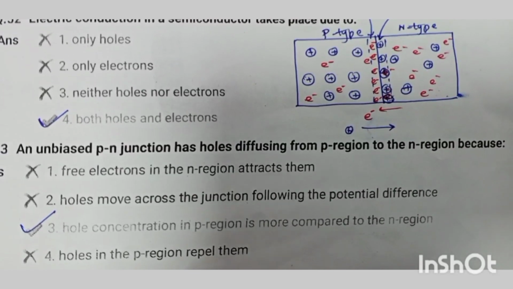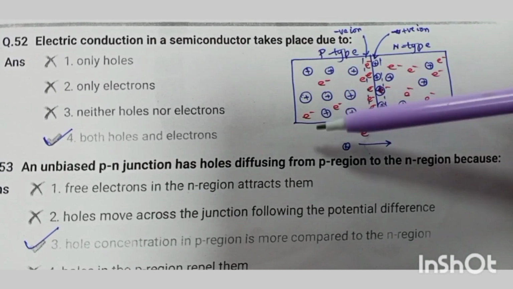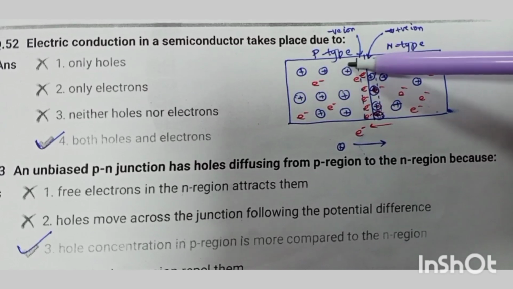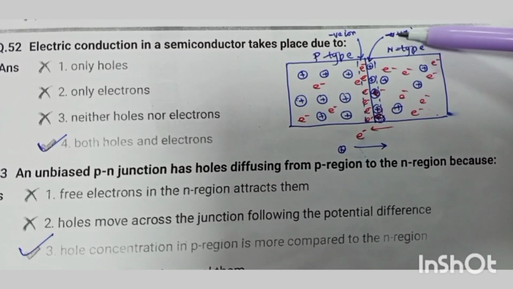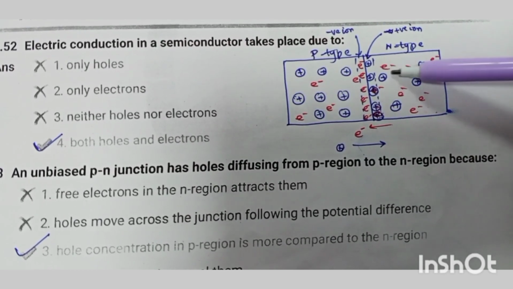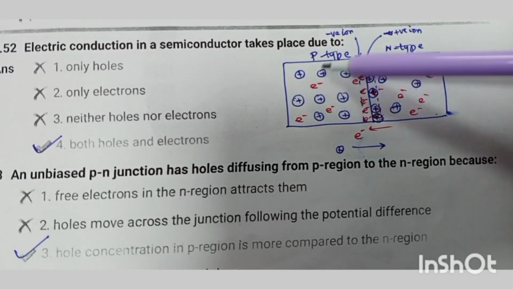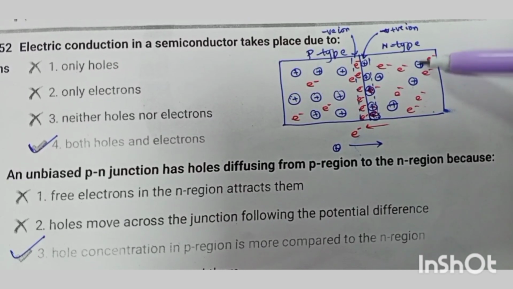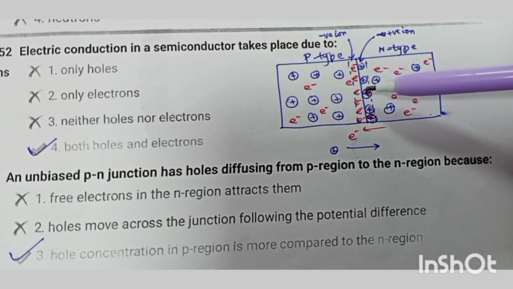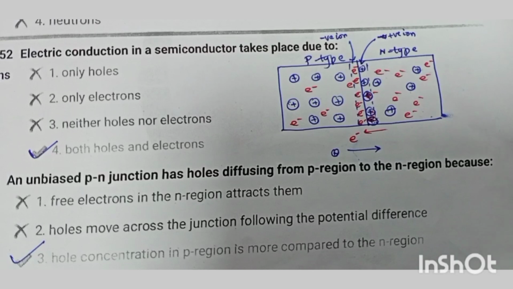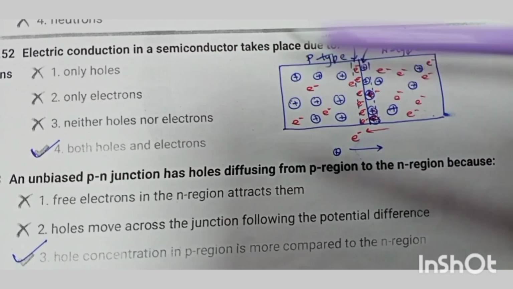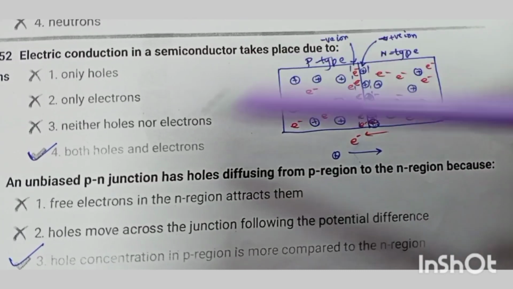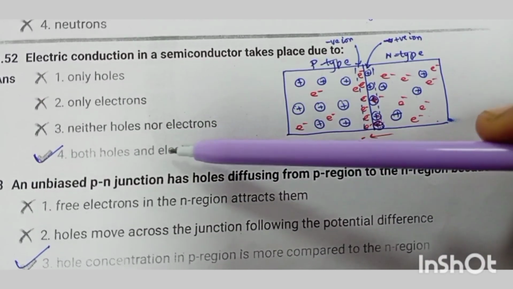Before we see the next question, let's discuss few basics. On the p side, number of holes are more and number of electrons are less, whereas on the n side, number of electrons are more and number of holes are less. So the holes flow from p type to n type and the electrons will flow from n type to p type. That is because it flows from higher concentration to lower concentration and they will be deposited at the junction forming a barrier. Now electric conduction in a semiconductor takes place due to both electrons and holes. So it is option D.